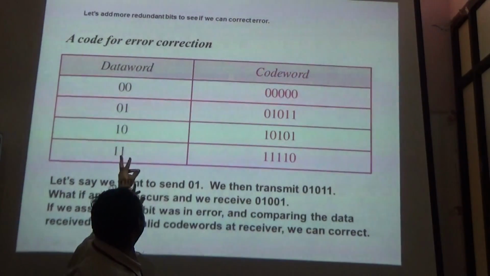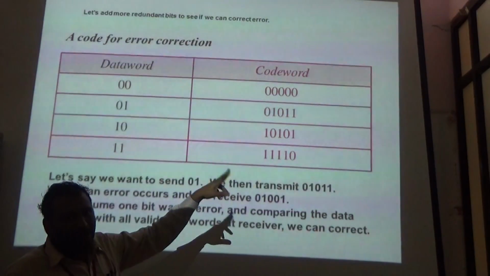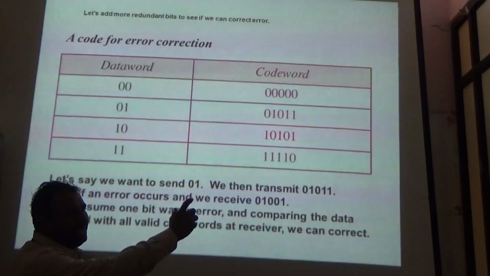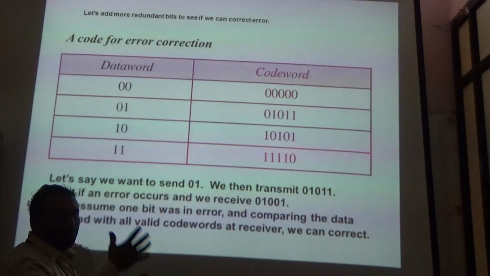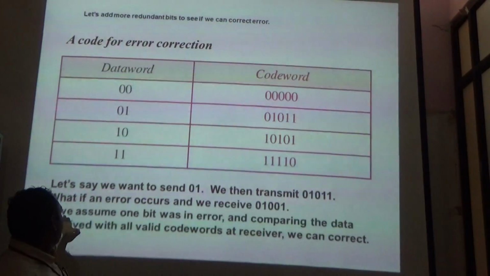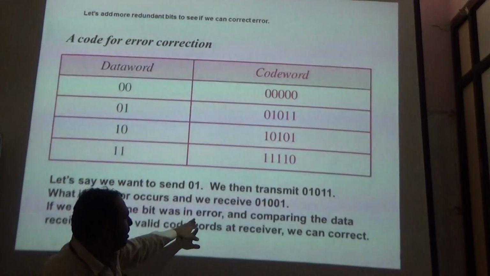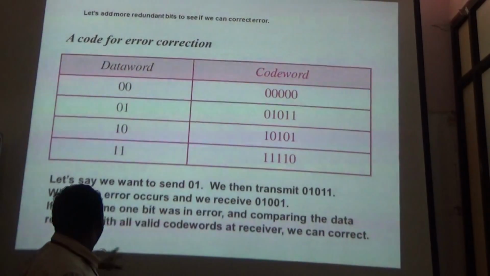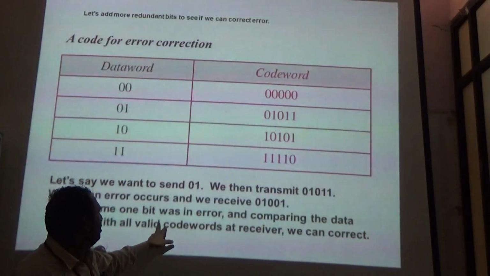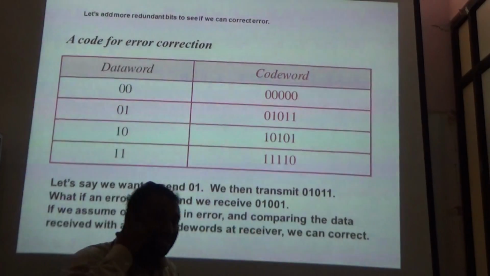So instead of transmitting only 0-1, we are going to transmit 0-1, 0-1 and 1. So that is 5-bit data that we have transmitted. There could be a variety of combinations that I can get at the receiving end. If we assume that a 1-bit error has occurred, then by comparing the data with all the valid code words at the receiver, we can find the correction.